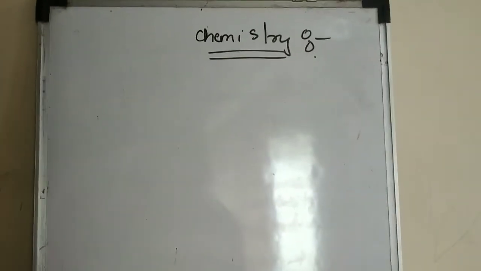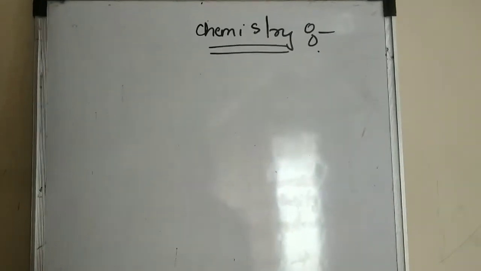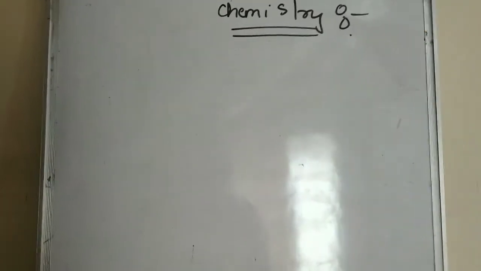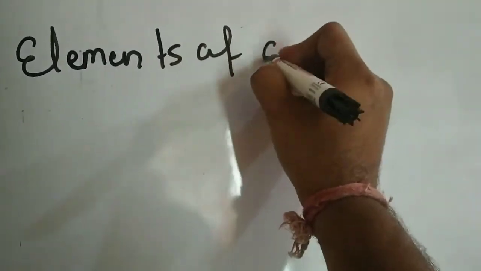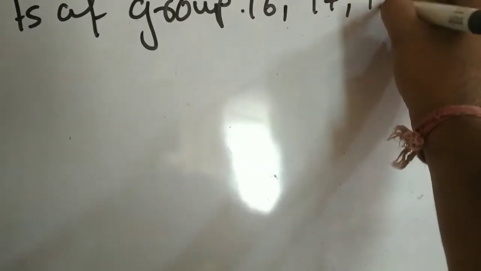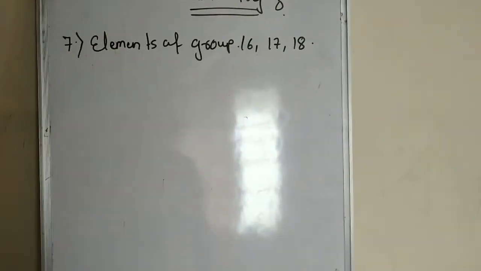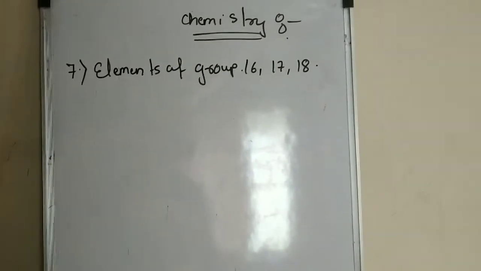So we are going to start with part three, that is introduction to the chemistry. Now here I am going to discuss the next chapters, chapter number 7, that is the elements of group 16, 17 and 18. Right, so we are going to discuss the elements of group 16, 17 and 18. In the last year we had learned about group 1 and group 2 in detail.